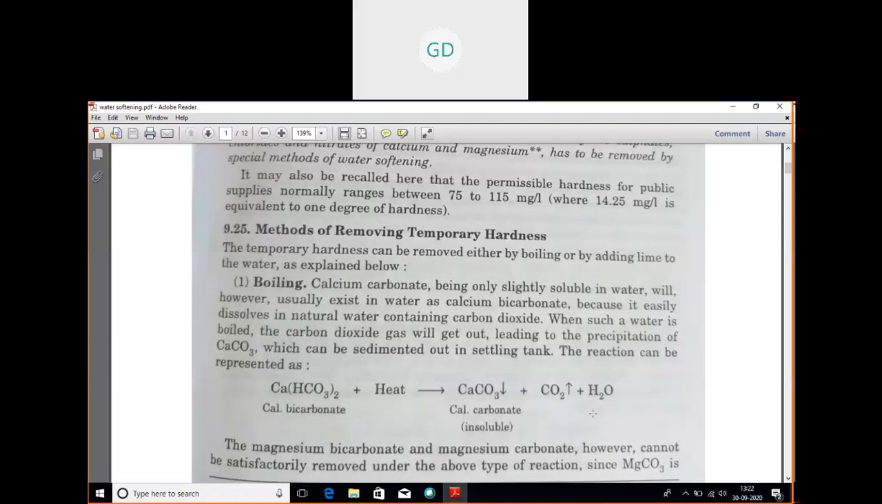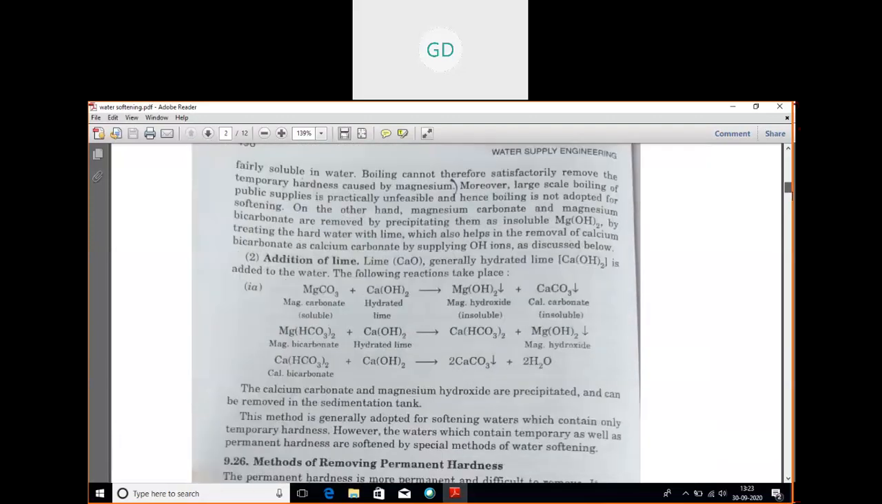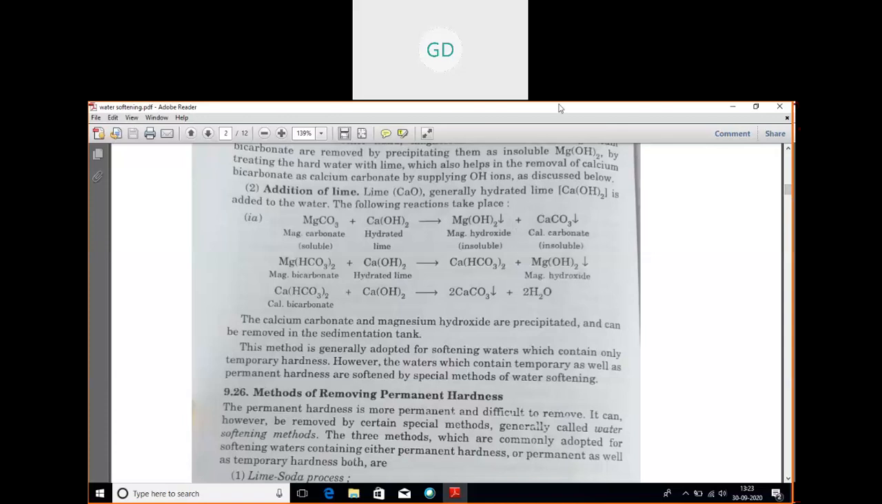along with the water. Okay, so the methods of removing temporary hardness are: number one is boiling, and the other one is the addition of lime. You need to remember the addition of lime. There are three equations here. So what are the precipitates? Magnesium hydroxide, calcium carbonate, all these are precipitates. You can see this symbol, wherever it is, that means it is a precipitate. So by addition of lime and by boiling the water, you can remove the temporary hardness from the water.